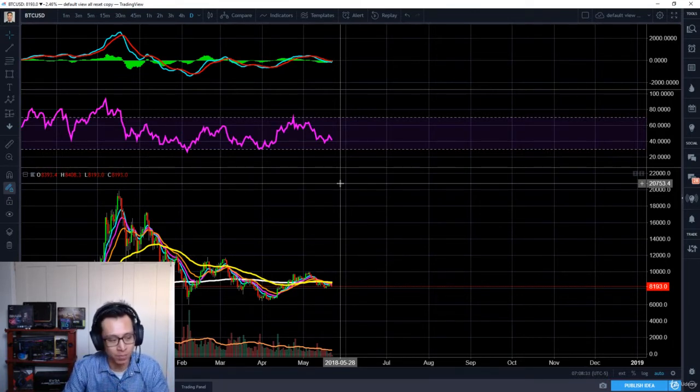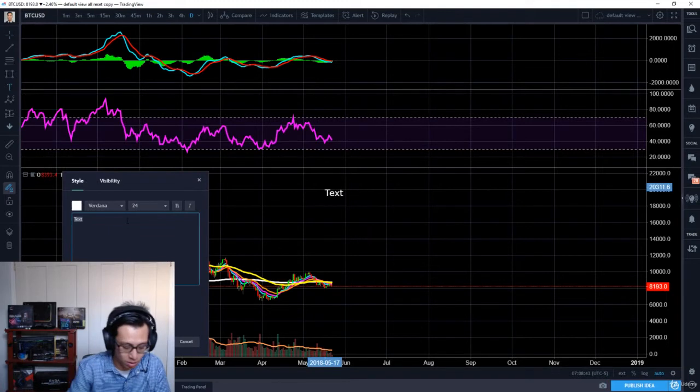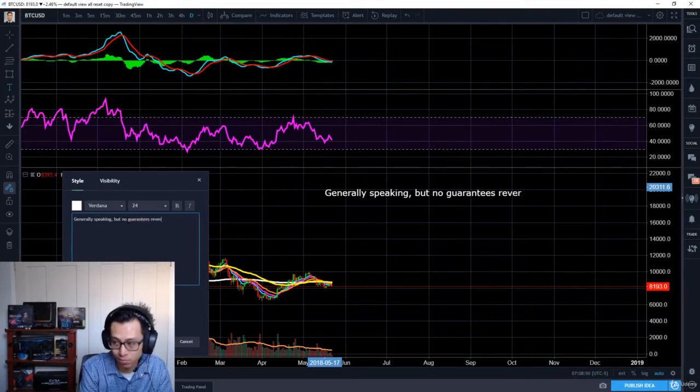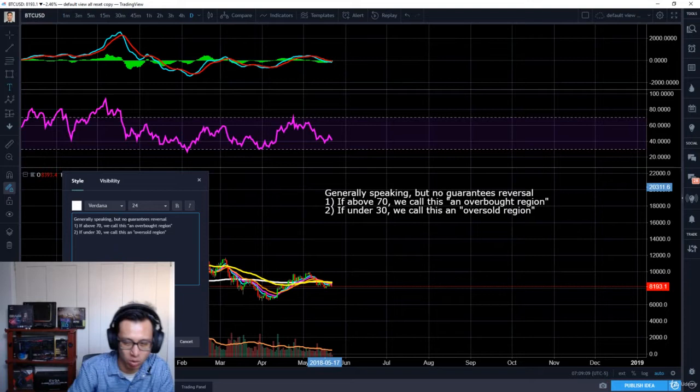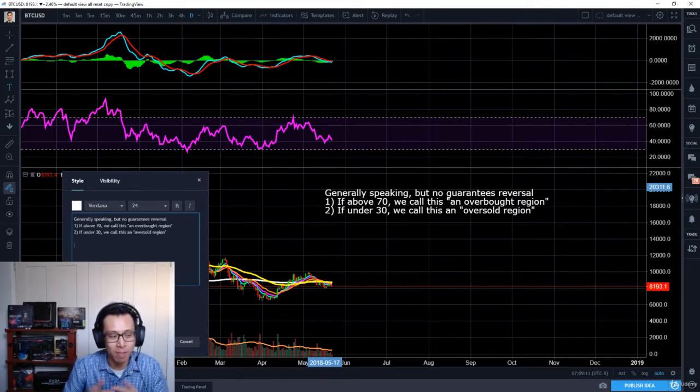Now, just very generally speaking about the RSI, I'm going to write this out for you guys. Generally speaking, but no guarantees, a reversal. If above 70, we call this an overbought region, okay? And if under 30, we call this an oversold region, okay? That's a very general rule to remember. So anytime you find it above 70, you're going to be considering it reaching overbought regions, right? And if it's under 30, we'll consider it reaching an oversold region.